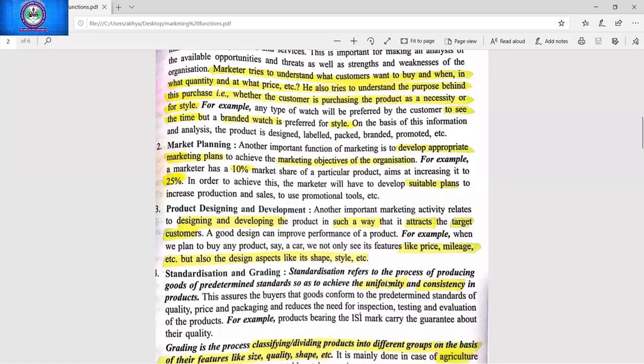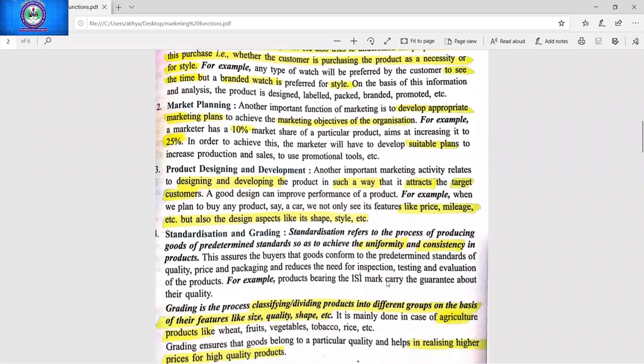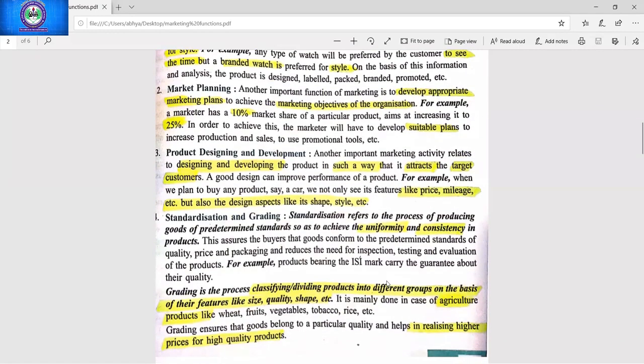Next, standardization and grading. This we have already done in chapter 2. Standardization means manufacturing the product according to predetermined standards to bring uniformity and consistency. So here the standardization will be done of the product so that when the consumer is buying any product, it reduces the need for inspection, testing and evaluation of the product.